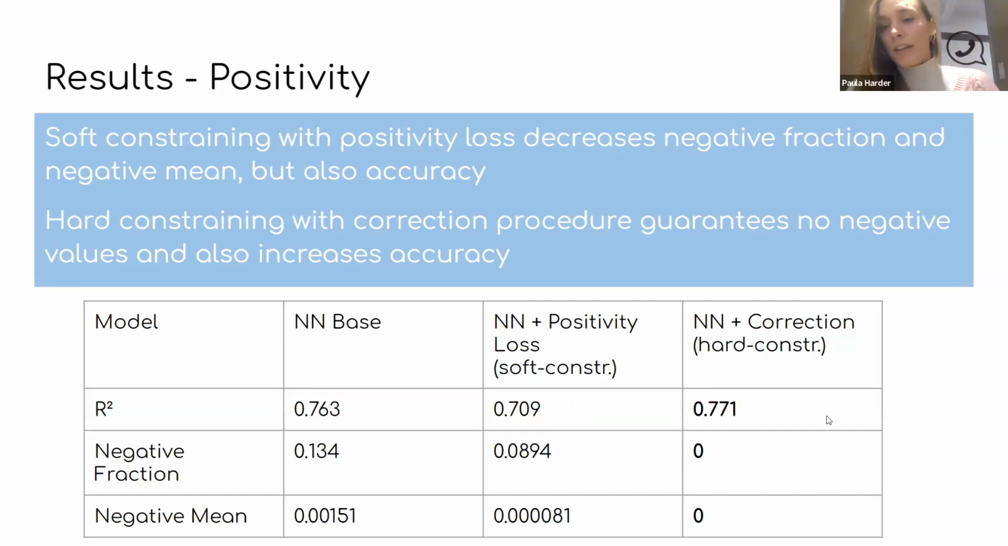So here we actually see that the hard constraint, which is a correction with the ReLU layer and the sum, actually doesn't harm the performance and helps us to get 0 negative values.